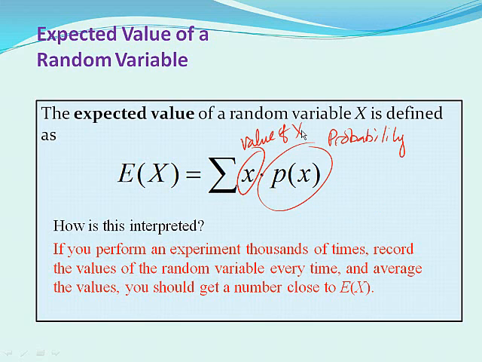How is this interpreted? If you perform an experiment thousands of times, record the values of the random variable every time and average the values, you should get a number close to the expectation of x.